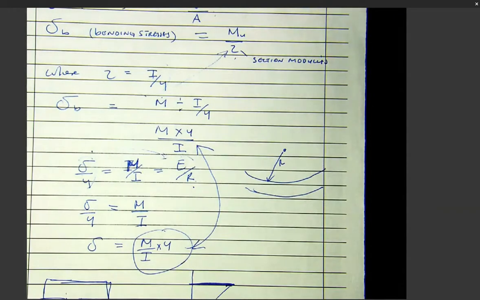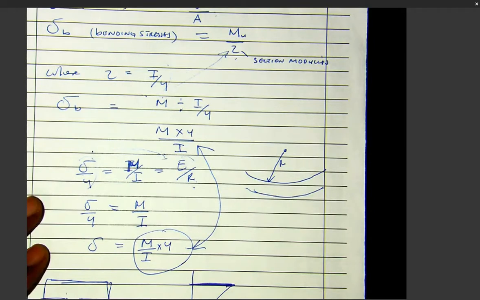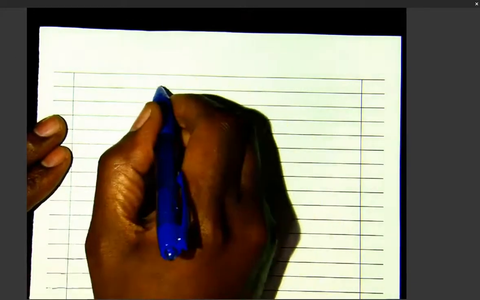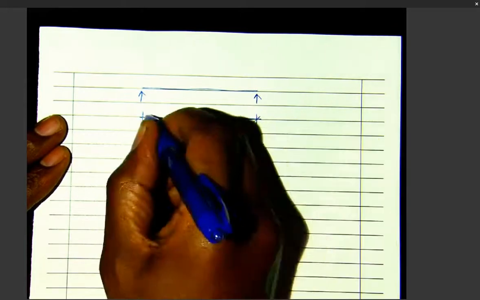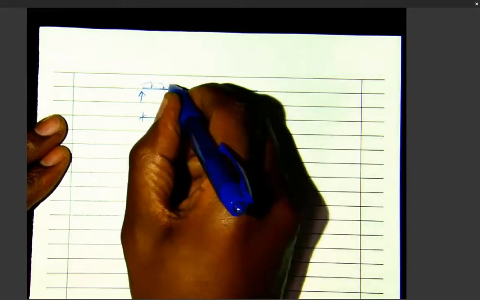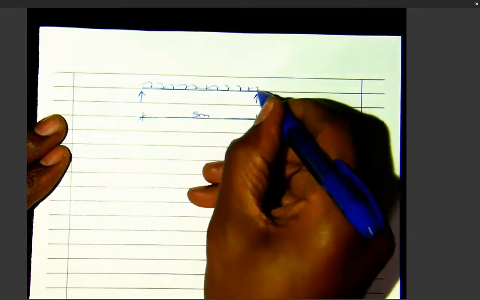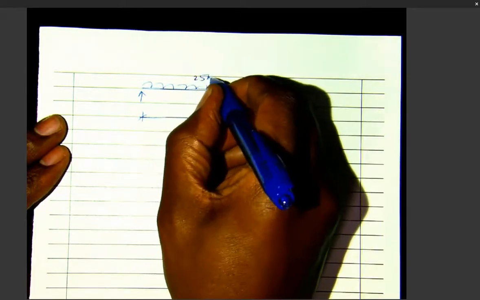Let's take a quick example on how to calculate bending stresses. Hopefully you will find it very useful. You're given a beam spanning over 5 meters, and you're told that the uniformly distributed load is 25 kilonewtons per meter.